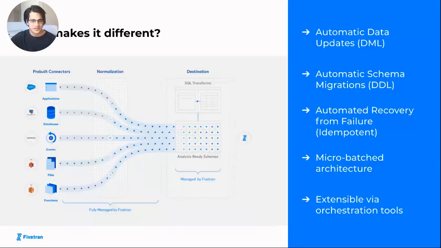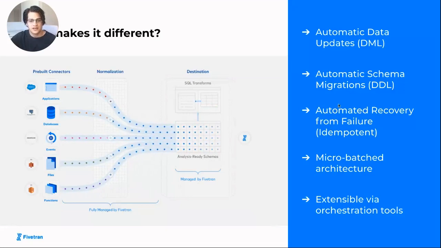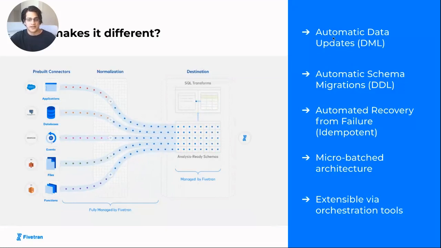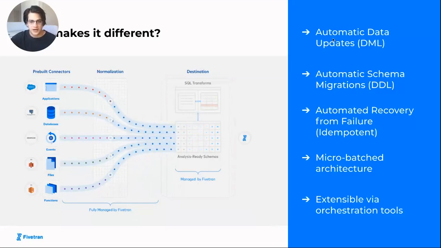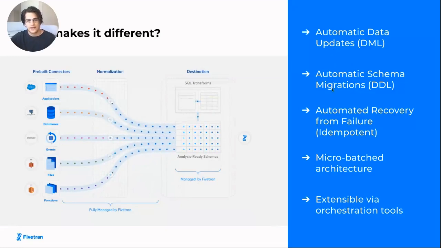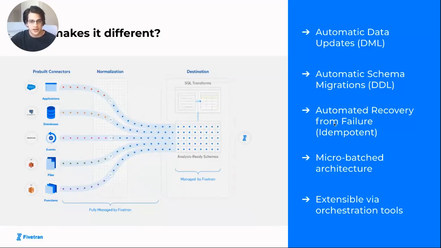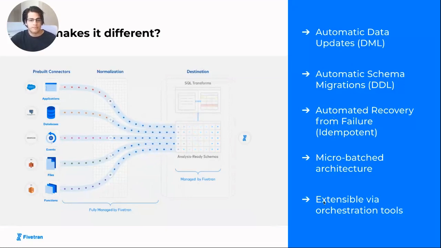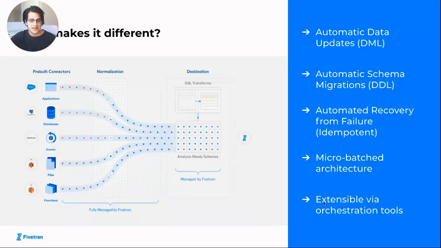And this approach has a number of benefits. When new data is pushed to a warehouse, it's done so automatically with automatic data updates. Changes in schema from sources are automatically captured and migrated. And data deduplication is managed on failure, making the resulting tables in a warehouse idempotent. All of this can be managed in the Fivetran UI, but we'll see an example of how it can be extended via orchestration tools and APIs as well.